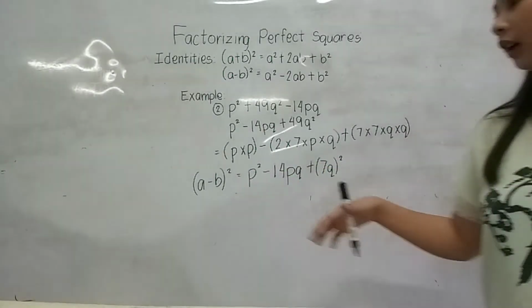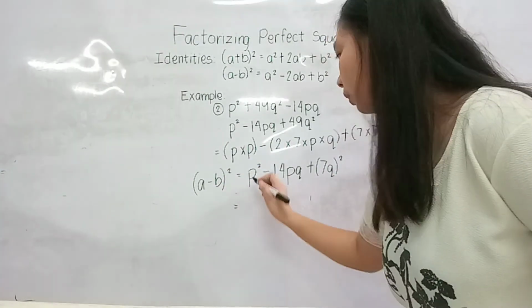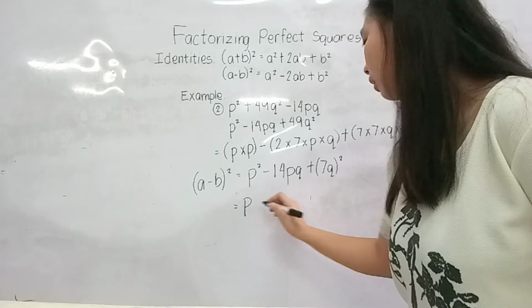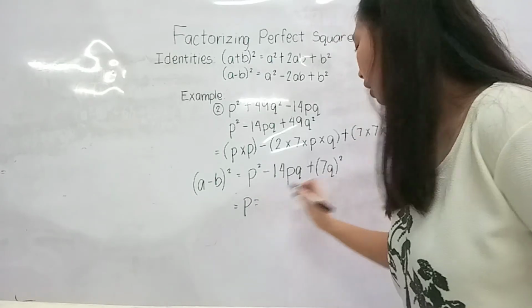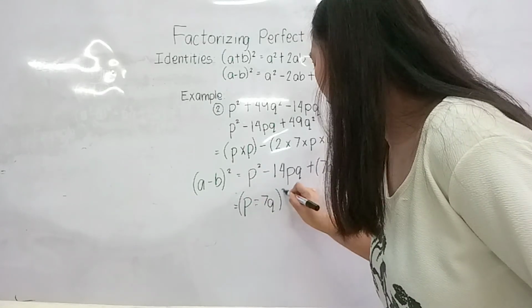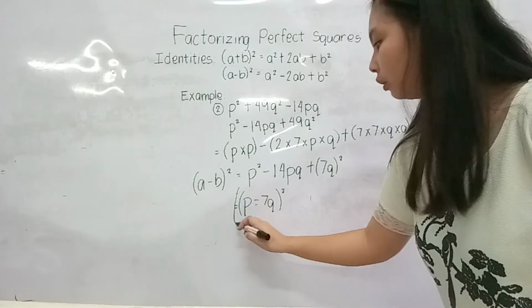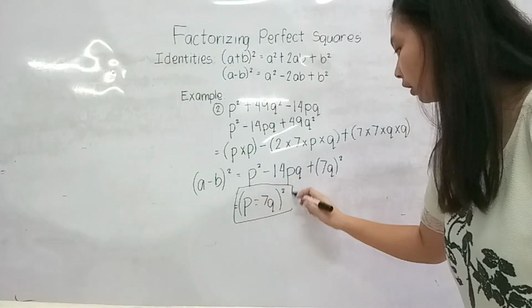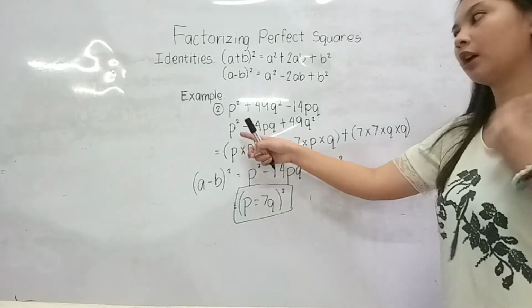And then, factorize na natin using the second identity. We will have (p minus 7q) squared po. Ibig sabihin, ito lang po yung factors natin for this given expression. Humaba lang siya. Actually, sa umpisa pa lang makikita nyo na.